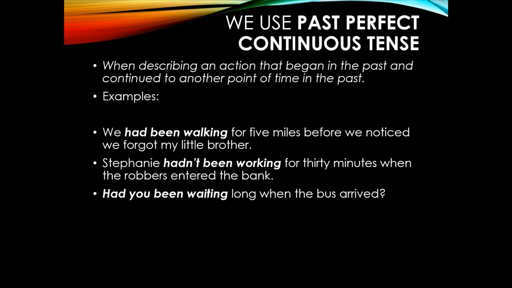Now, we use past perfect continuous tense when describing an action that began in the past and continued to another point of time in the past. For example, we had been walking for 5 miles before we noticed we had forgotten my little brother. Another one: Stephanie hadn't been working for 13 minutes when the robbers entered the bank. Had you been waiting long when the bus arrived? So this is the example by which you can easily notice where to use past perfect continuous tense.